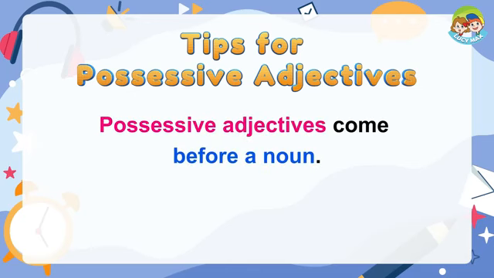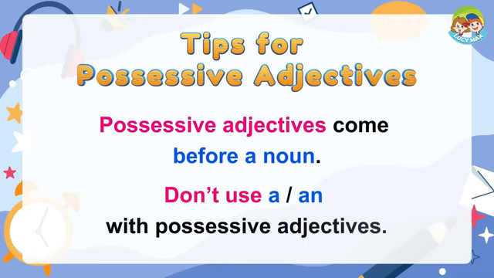Possessive adjectives come before a noun. You don't use a or an with possessive adjectives.